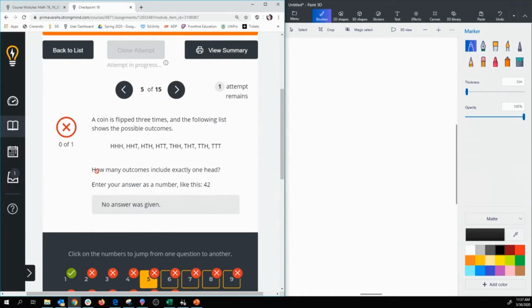So we want to know how many outcomes have exactly one head. If it has 2 or 3 heads in an outcome, I'm not picking it because it can only have one, because the question says exactly one head. So when you look through these, how many of them have exactly one head? Remember, it can't have 2 because 2 is too many. It can only have 1.